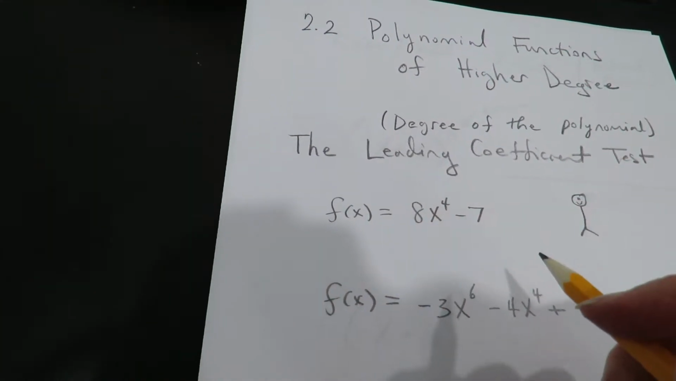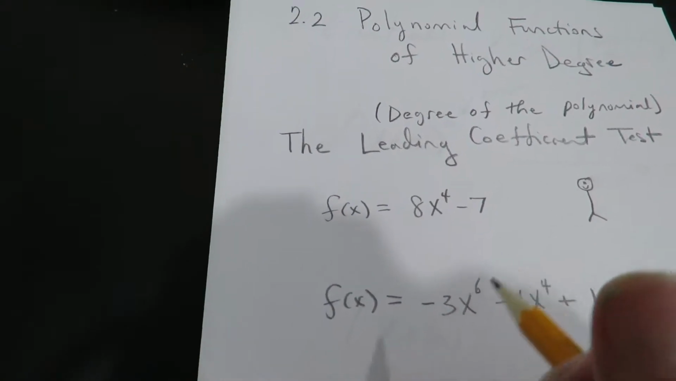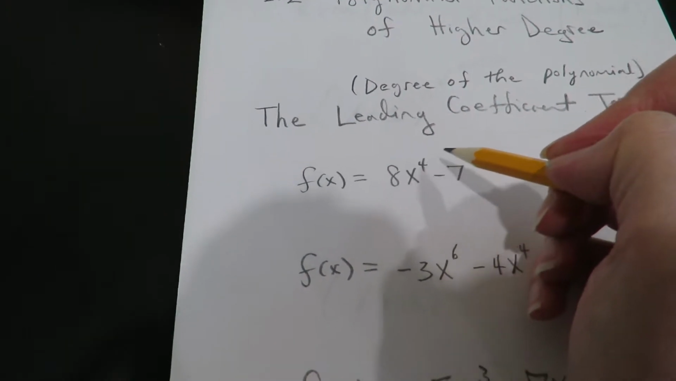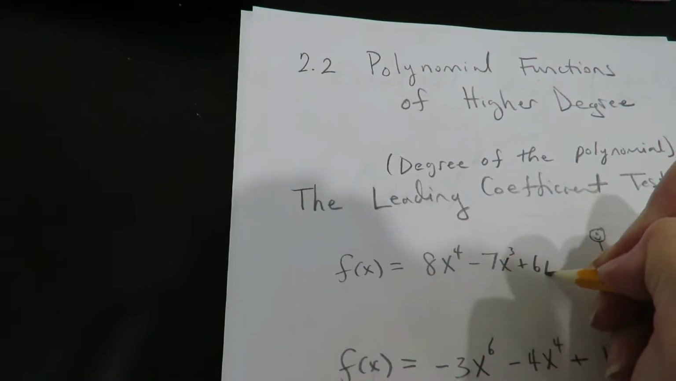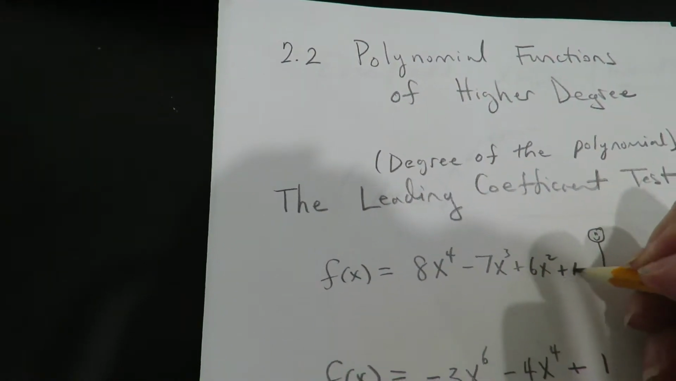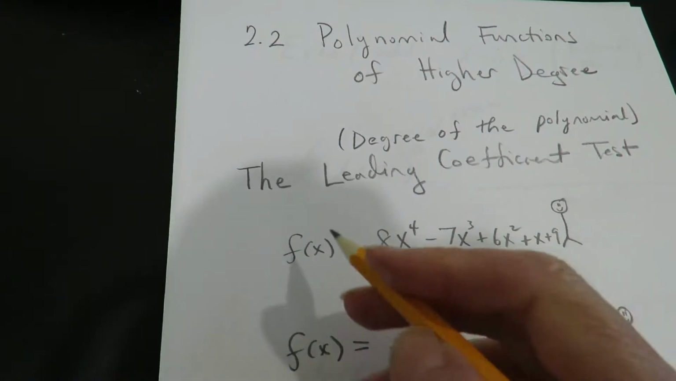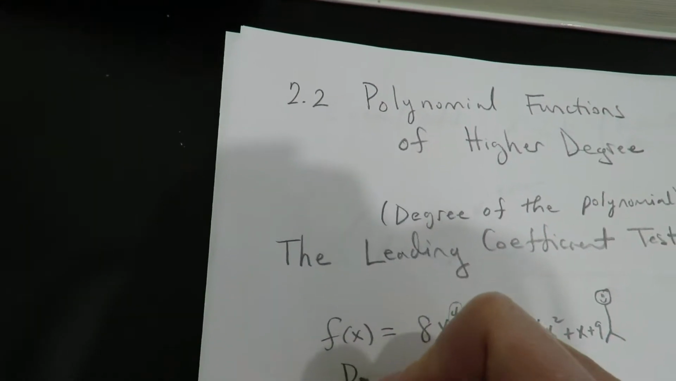All right, so the first thing you have to do is figure out what is the degree of the polynomial. The degree of the polynomial is the highest x value. So I only have one x value here, but let's say I had more. Okay, let's say I had more x's. The degree of this polynomial is a 4. It's the highest exponent.